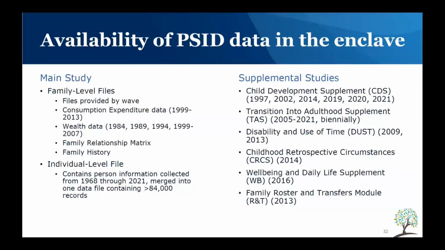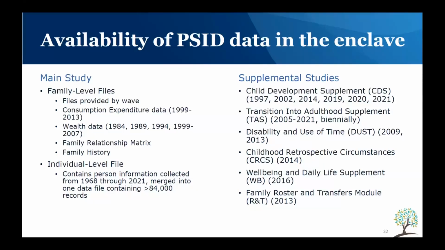We've also moved over our individual level file, which has person level information going all the way back to 1968 and merged into one very large data file. So that has a lot of rich information on individuals in the study. Nora briefly mentioned some of our supplemental studies, and I'm not going to get into all of it here today, but we do have studies that we collect regularly, these supplements such as the Child Development Supplement and the Transition into Adulthood Supplement. Those are available in the enclave as well.